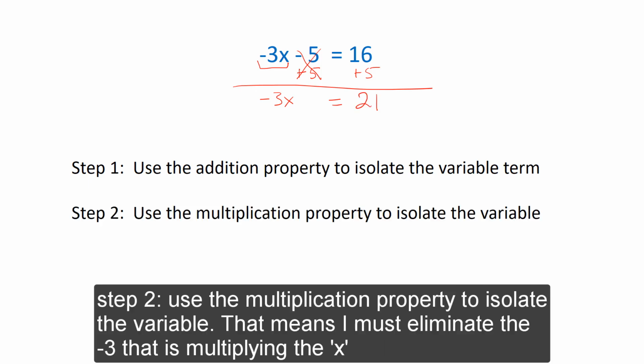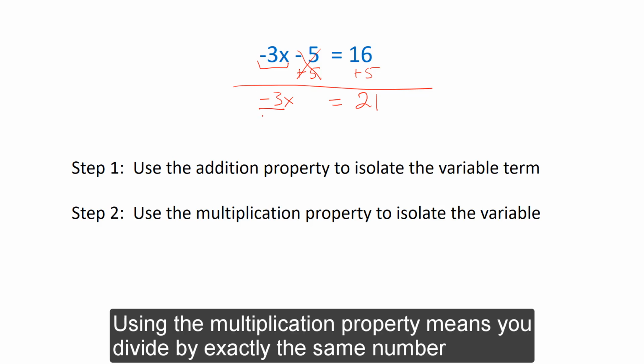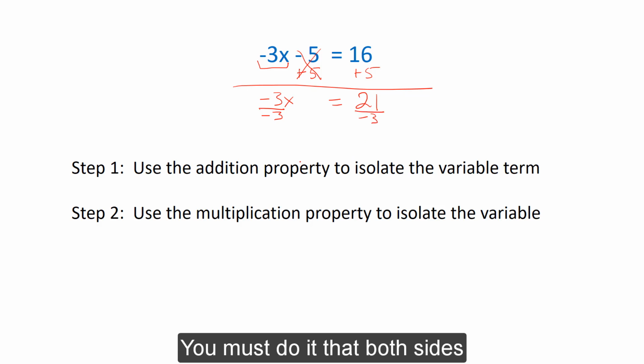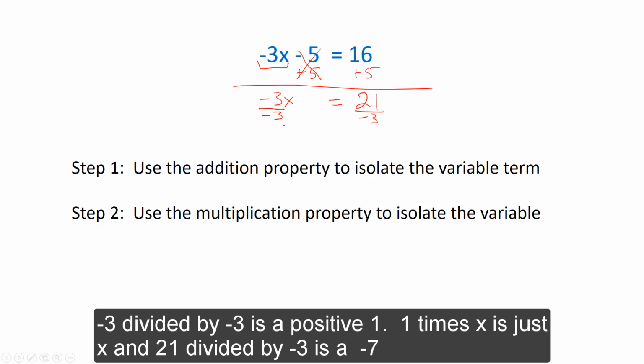Step 2, use the multiplication property to isolate the variable. So that means I must eliminate the negative 3 that is multiplying the x. Using the multiplication property means I divide by exactly the same number. Must do it to both sides. Negative 3 divided by negative 3 is a positive 1. 1 times x is just x. And 21 divided by a negative 3 is a negative 7.